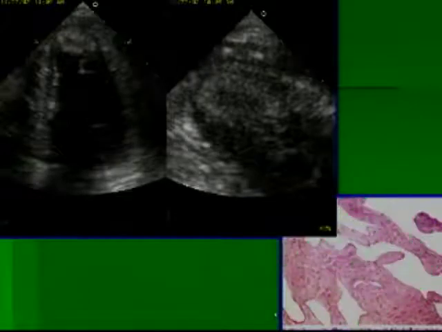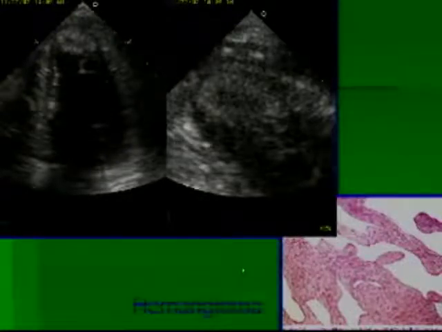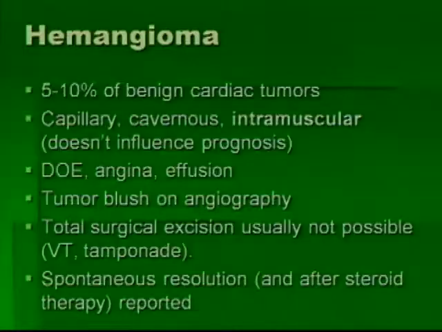So you remember this. This was our first case that we showed right at the beginning of this talk. It's a well-encapsulated tumor here in the left ventricular apex. If you still don't know what it is, here's the pathologic specimen. You can see there's these big vascular channels in it. And this is a hemangioma.